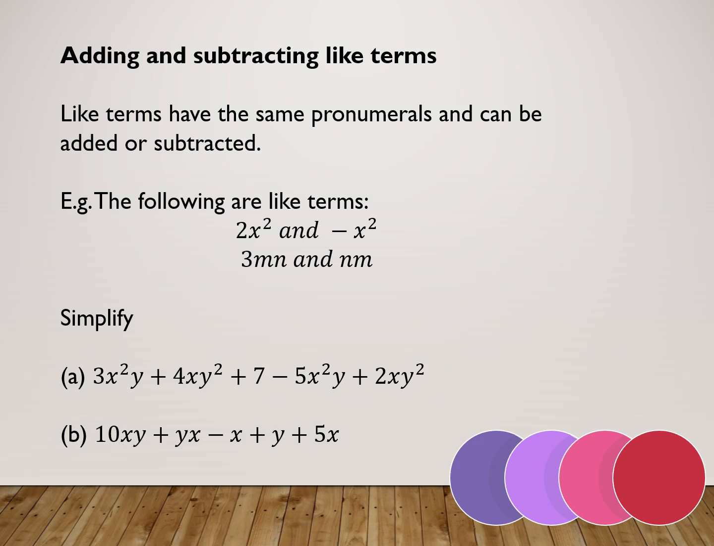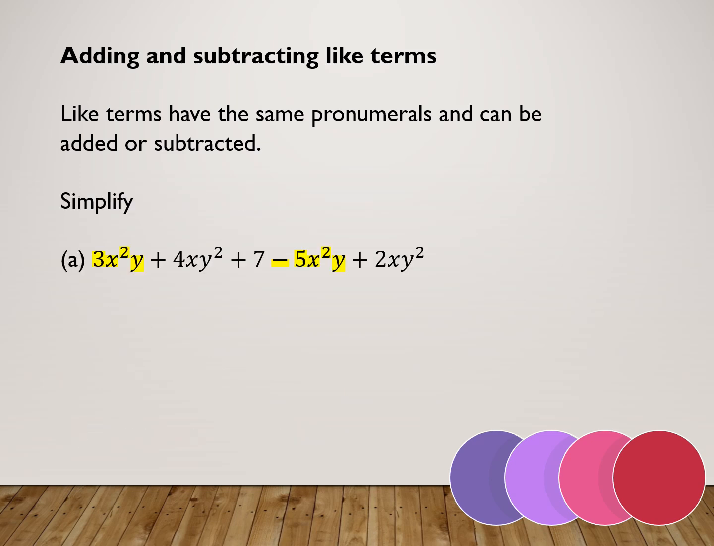So reminder that like terms have the same pronumerals, whether it be just a single pronumeral like a letter A or an x squared, or it might have two pronumerals like an M and an N, doesn't matter which order. Just be aware they're like terms and you can add and subtract those. We're going to have a look at two quick questions, so simplify the first one and the second one.